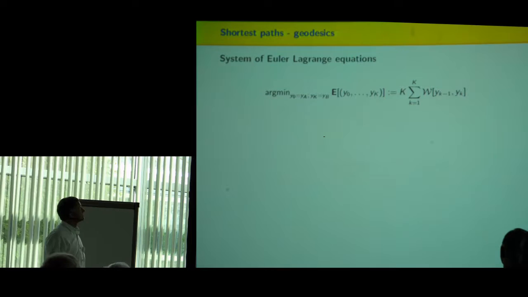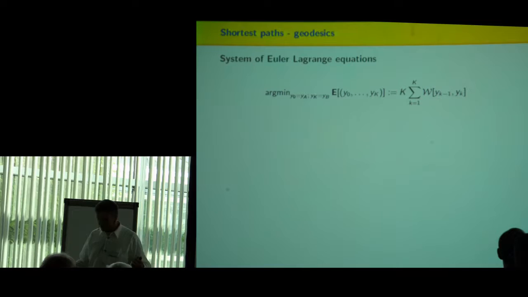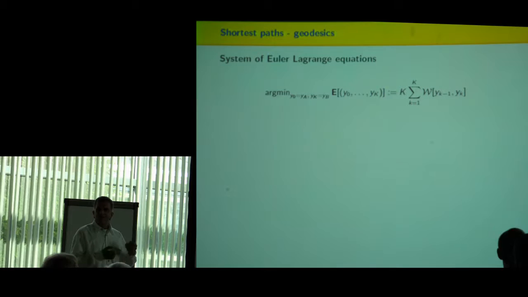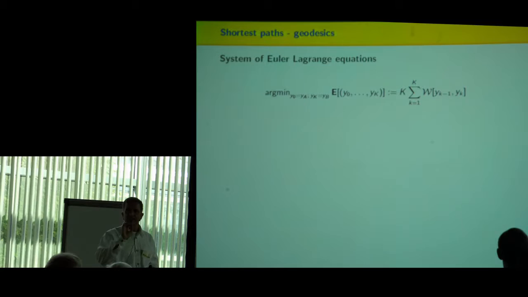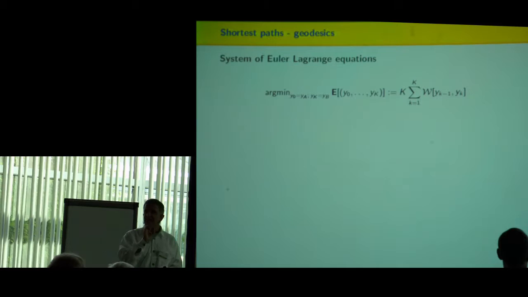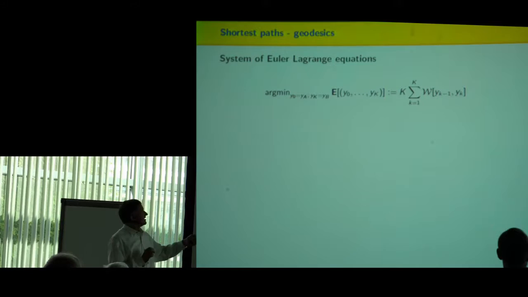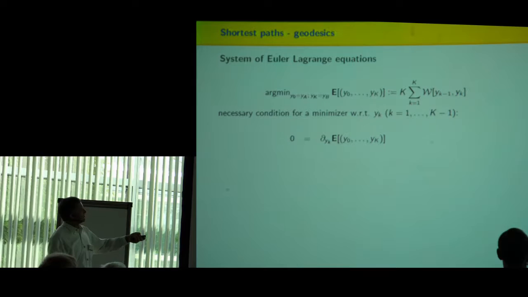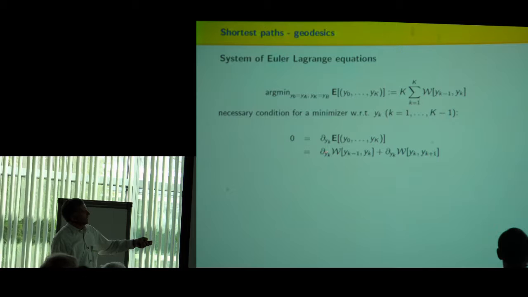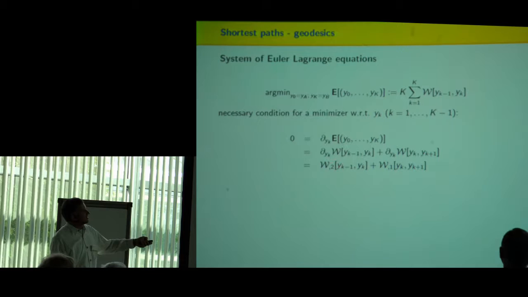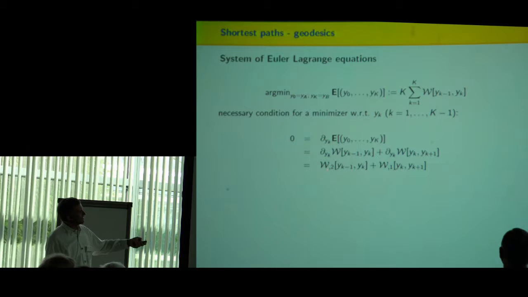So, how to solve this? How to solve this is to study the necessary condition for a discrete path to be a minimizer of the discrete path energy. This is the discrete path energy. Every y_k, for little k being 1 to uppercase K minus 1, appears 2 times in this energy. Now, if we compute the necessary condition, we have to compute the derivatives of one term here, where the y_k is the second argument, and one where the y_k is the first argument. And I use a simpler abbreviation to identify these derivatives. So this is the derivative with respect to the second argument, and with respect to the first argument.